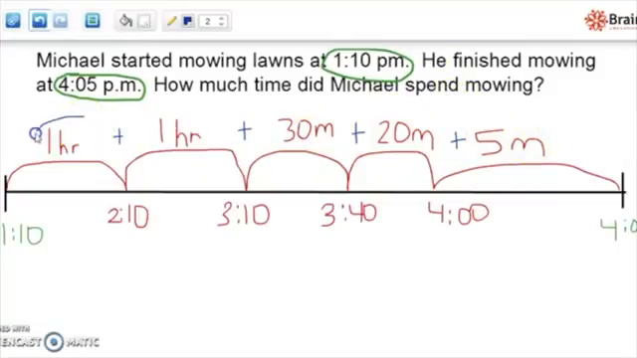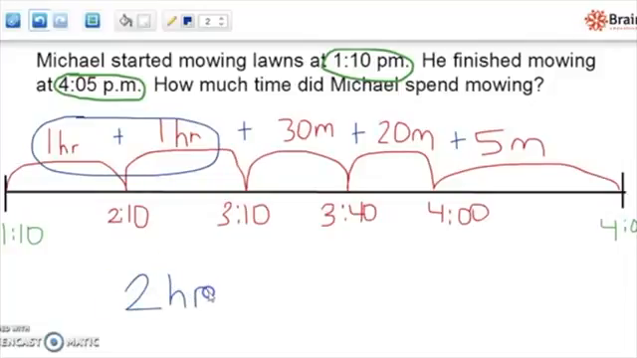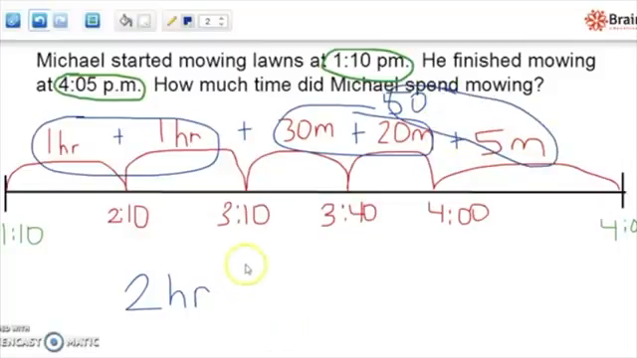To do this, I'm going to begin with adding the hours first. So when I add 1 hour plus 1 hour, that gives me 2 whole hours. And then all I need to do is add the minutes. I know that 30 plus 20 is going to give me 50. And then I add 50 plus 5, which will give me a total of 55 minutes. So in all, Michael spent 2 hours and 55 minutes mowing the lawn.